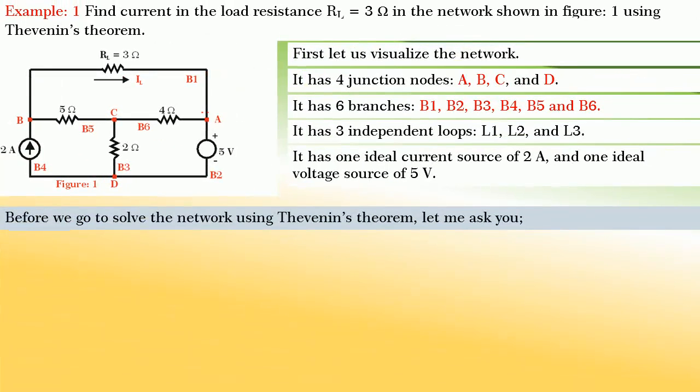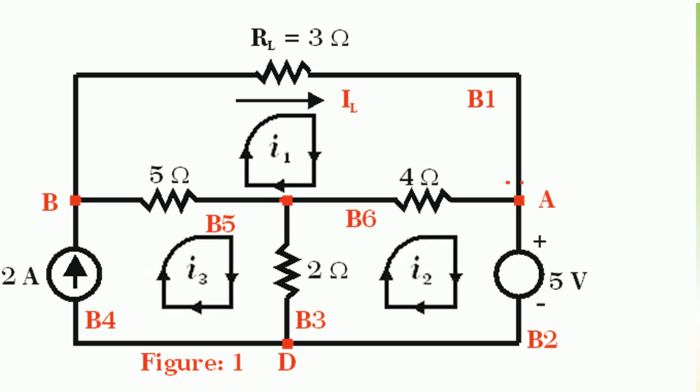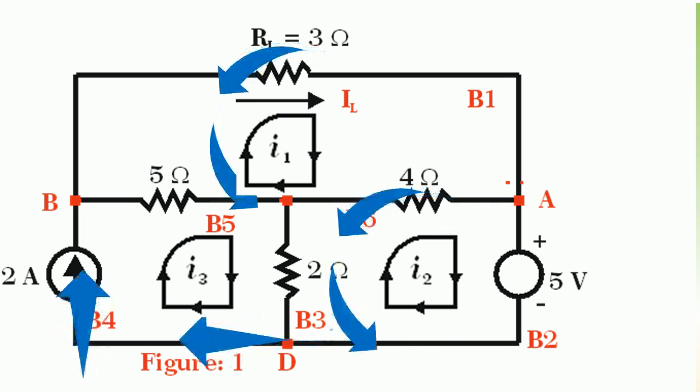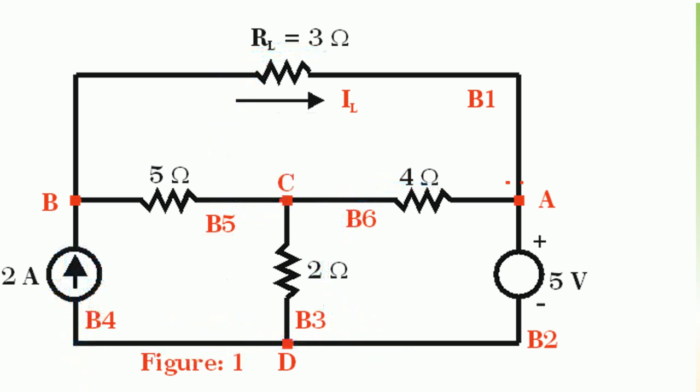Friends, before we go to solve the network using Thevenin's theorem, let me ask you, my first question is, can you solve this network using the mesh current method? If yes, how many unknowns are there? My answer is, we can solve it by assuming 3 loop currents, and we need to write only two balance equations because we know in one of the branches a source current of 2 ampere is present.